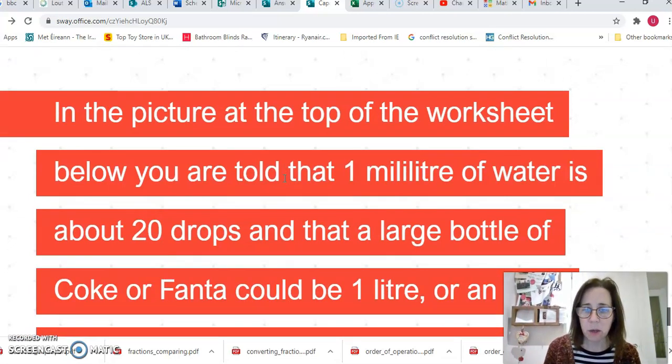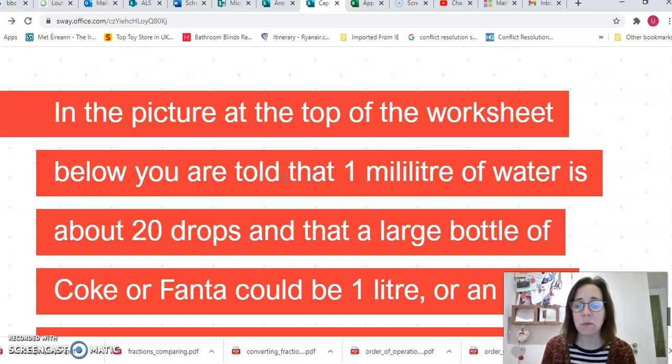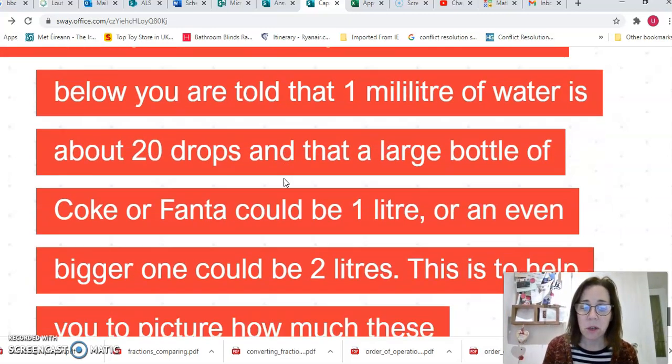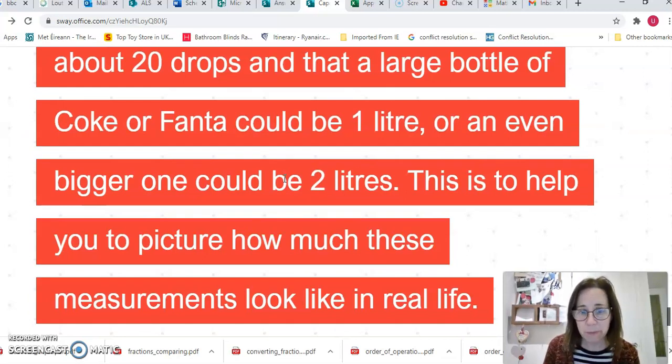In the picture at the top of the worksheet, which you'll see below, you're told that 1 milliliter even of water is about 20 drops, and that a large bottle of Coke or Fanta or something like that could be 1 litre, or an even bigger one could be 2 litres. 2 litre bottles are fairly heavy to carry, as you'll know. Okay, so this is designed to help you to picture how much these measurements look like in real life.